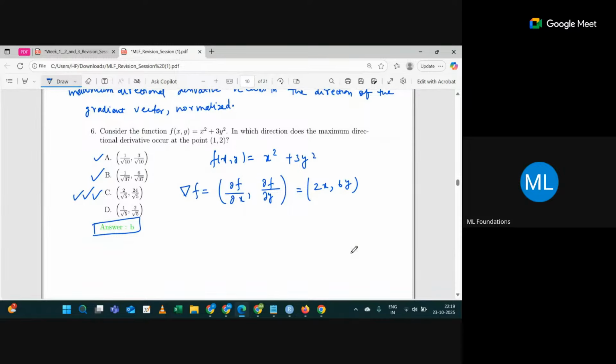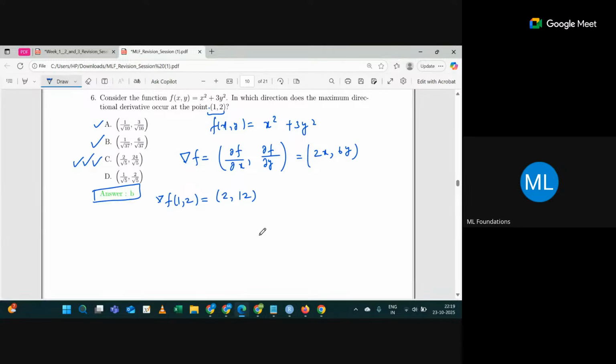Now, what about the gradient at the point (1, 2)? ∇f at (1, 2) is (2, 12). Now we know the maximum directional derivative, I told you, occurs in the direction of the gradient vector, which is normalized, basically a unit vector. So first of all, to make it a unit vector, what is the magnitude of this?